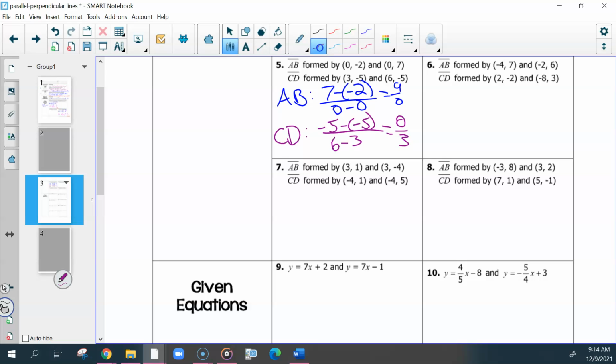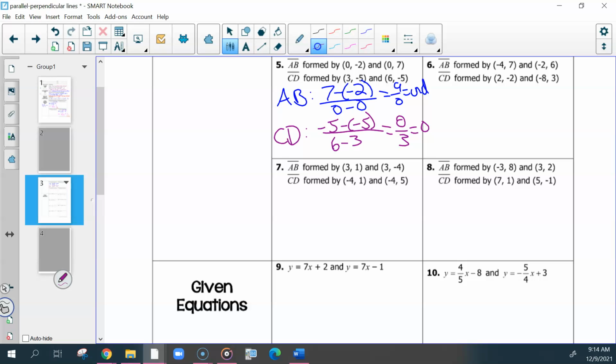So for this one, what is 9 over 0? Undefined. So you would need to know that anything over 0 is undefined. What is 0 over 3? 0. And you would need to know that. If you solve the first part and you got 9 over 0... Not necessarily. You could have had undefined and undefined, or you could have 0 and 0.